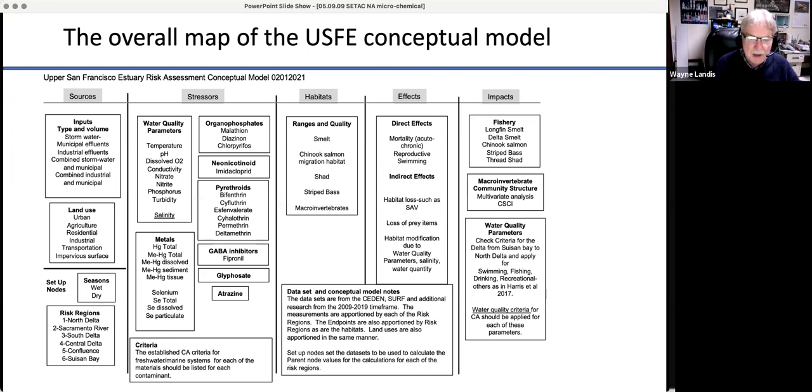So this is how we set it up. Our data set is a combination of SEED and SURF data sets that have been collected in California for a long time, along with the San Francisco Estuary Institute, which has been looking at microplastics in the region as well.